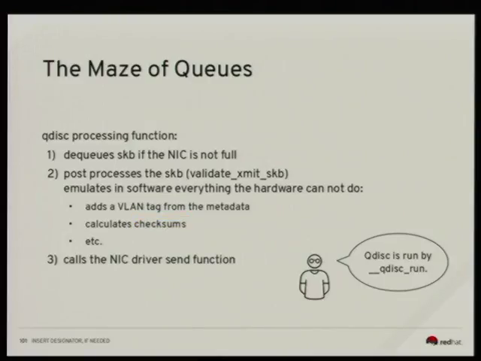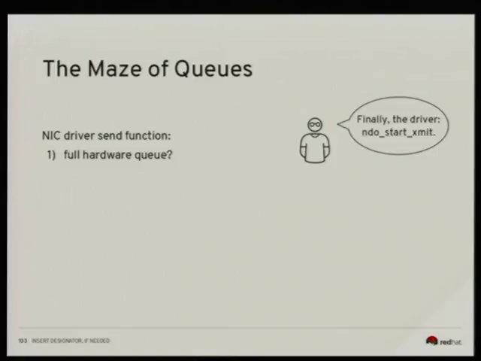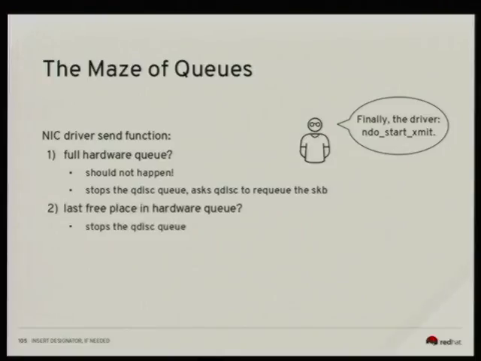And then QDisk calls the NIC driver send function, and it repeats it again and again until the queue is empty or the hardware queue is full. What does the NIC do? First, it makes sure that the hardware queue is not full. If it is, it stops and tells the queue disk, "Oh, okay, I have this queue full, don't send me more packets. And by the way, requeue this one. I cannot send it right now."